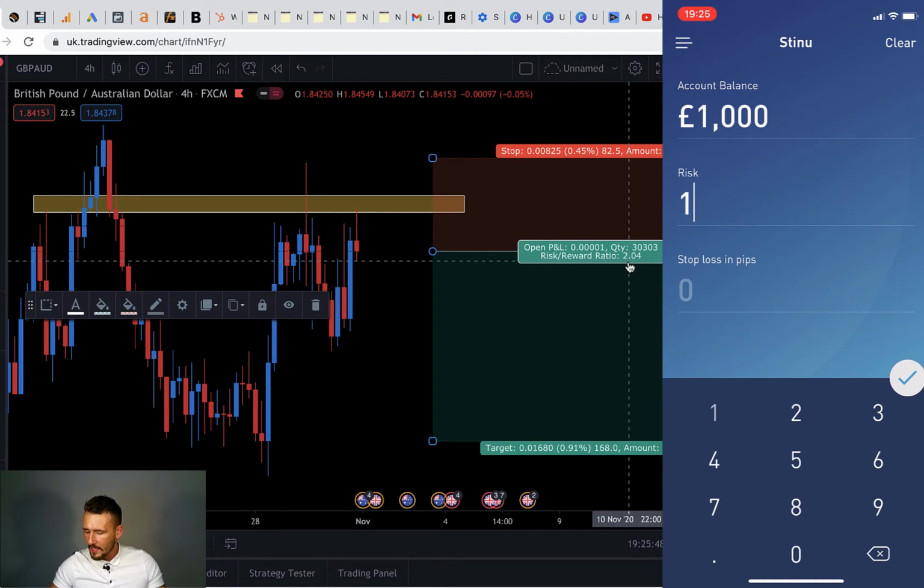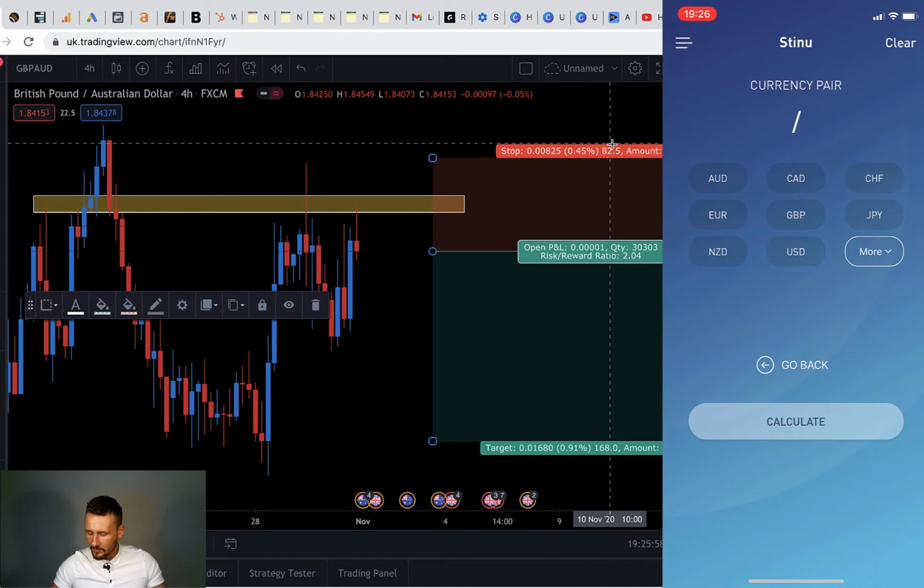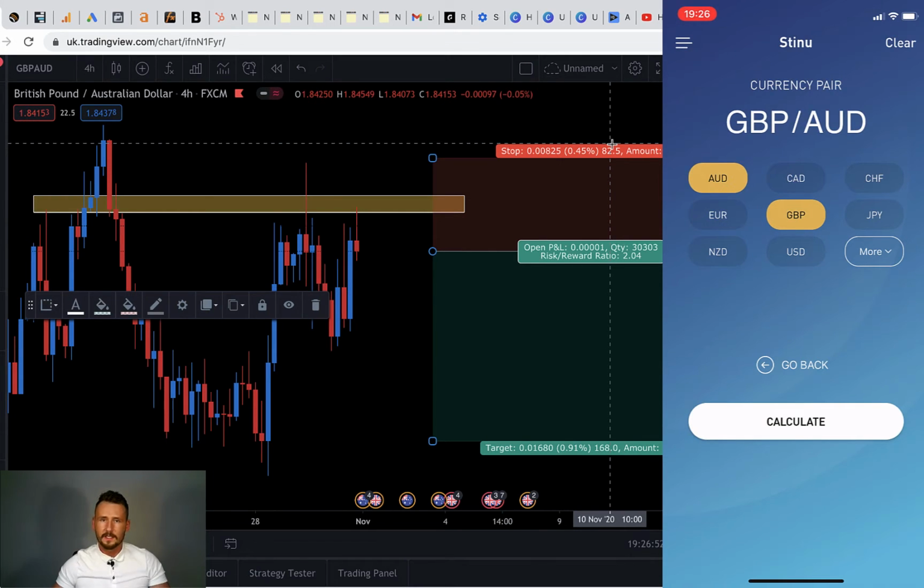So for example, we have a £1,000 account balance. We want to be risking 1%, and our stop loss, as you can see here on the screen, is 82.5 pips. I would encourage rounding up, so 83 pips. And we are going to be trading GBP versus the Aussie. Then click calculate. Because we are calculating this after 10 PM, we won't be able to get a result right now because they're not exact market values that this can calculate on. It would only work in market hours, between Sunday 10 PM and Friday 10 PM.